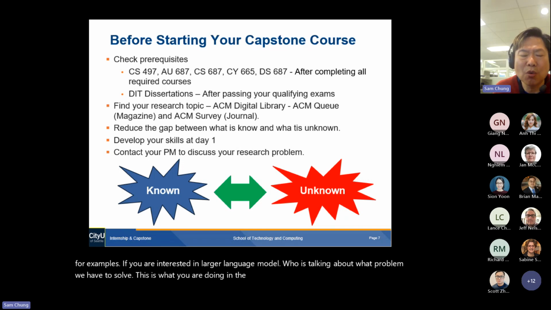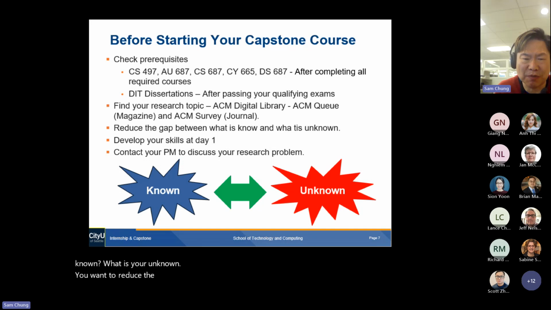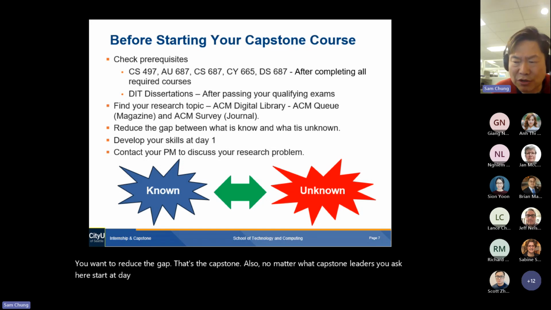That's why you look at what is known and what is unknown. You want to reduce the gap. That's the capstone. Also, no matter what, capstone needs your skill. Start on day one. Also, if you have any question, please contact your PM.